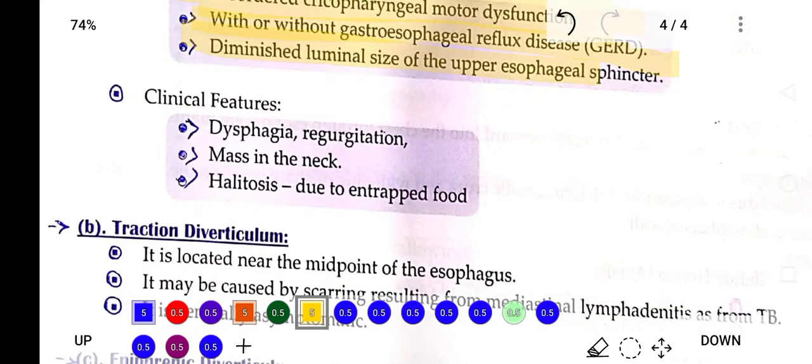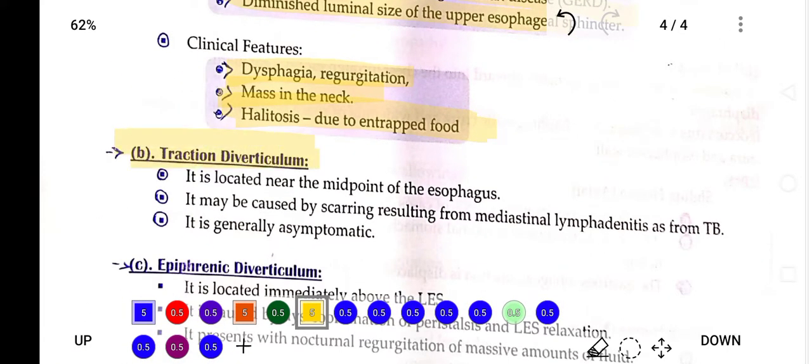Clinical features of this diverticulum are dysphagia. Regurgitation occurs because the food particles remain in the outpouching, and a mass in the neck will be observed. Halitosis, bad breath, occurs because of entrapped food. Another type is tractional diverticulum.